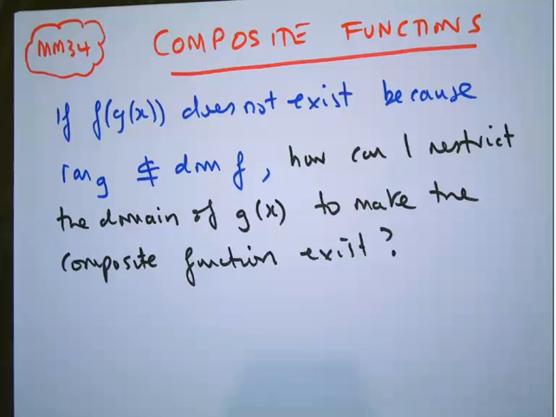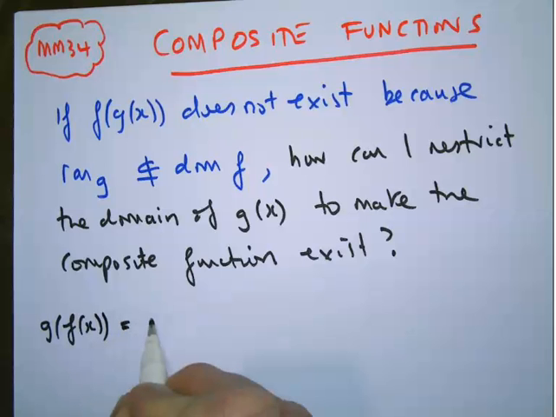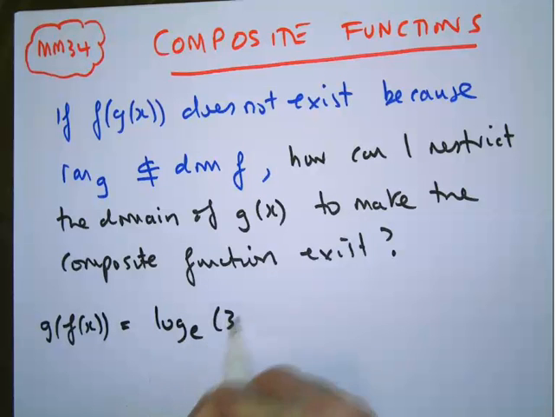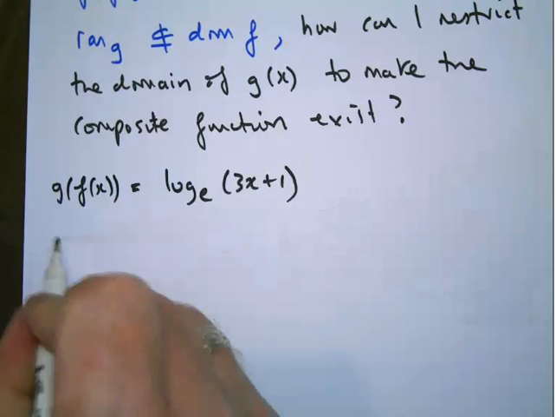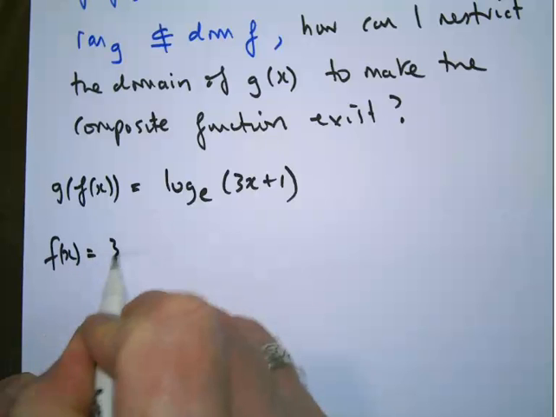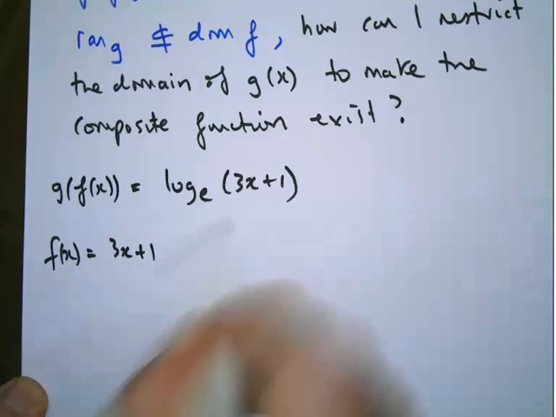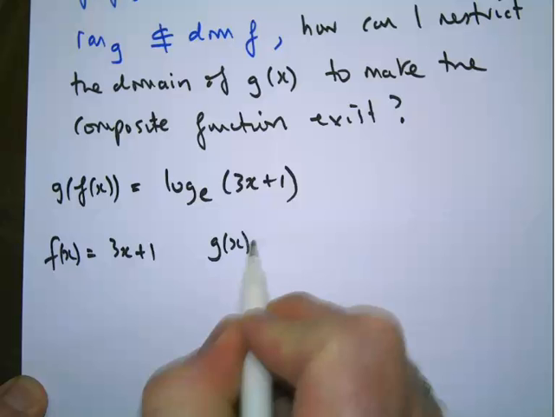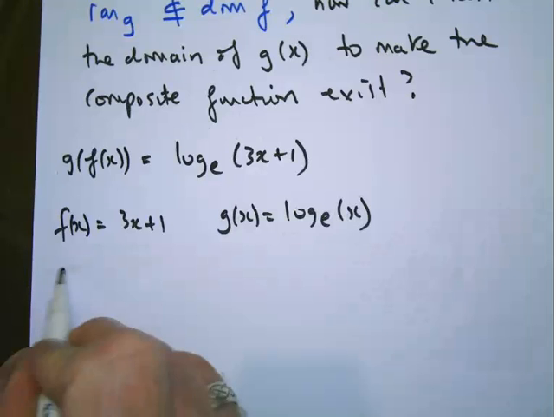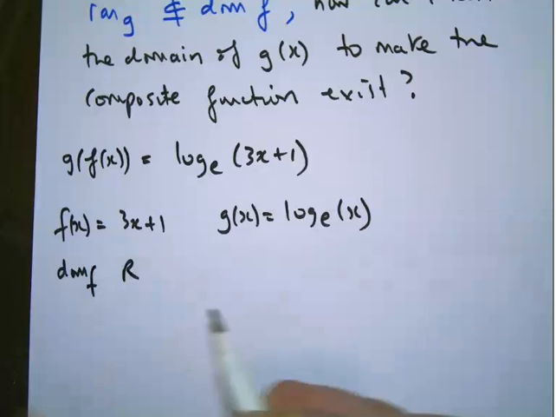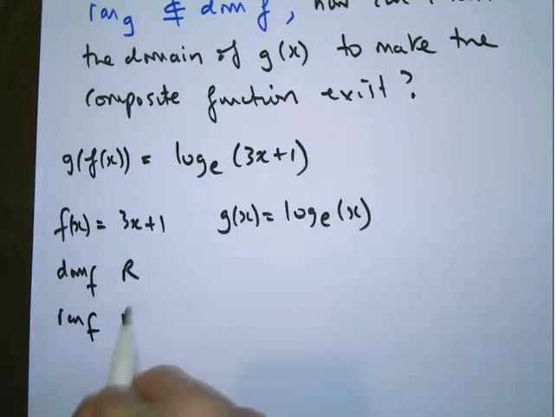First example comes from g of f of x equals log base e of 3x plus 1. So in this particular case, my inside function is f, so f of x equals 3x plus 1, and my outside function is g, and g of x equals log base e of x. The domain of f is all real numbers, because it's linear. The range of f is all real numbers.